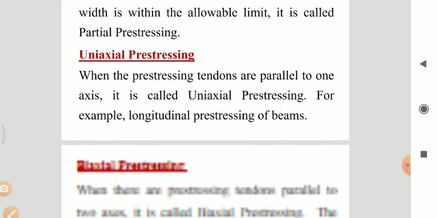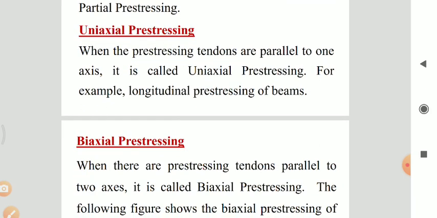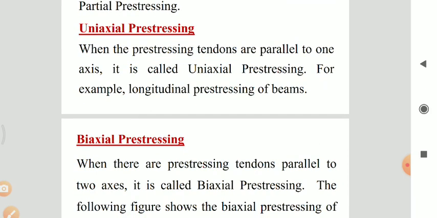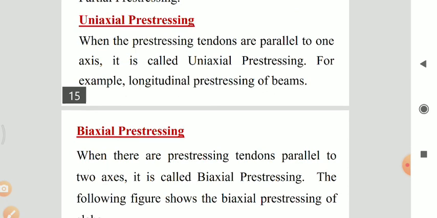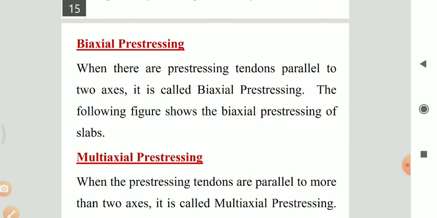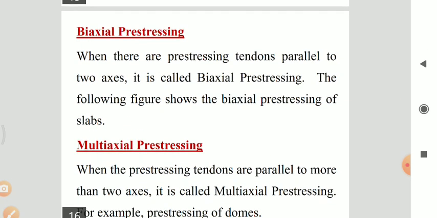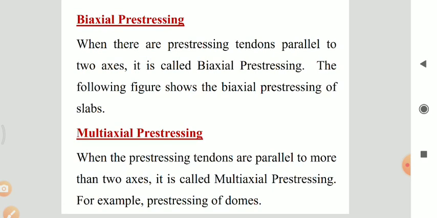Then uniaxial pre-stressing. When the pre-stressing tendons are parallel to one axis, it is called uniaxial pre-stressing. For example, longitudinal pre-stressing of a beam. Then biaxial pre-stressing: when there are pre-stressing tendons parallel to two axes, it is called biaxial pre-stressing. The following figure shows the biaxial pre-stressing. In the next slide we will see that.